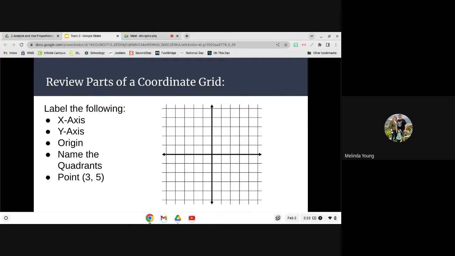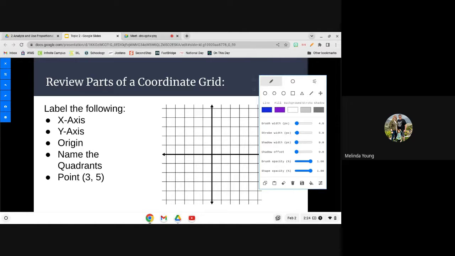So, like the title of this lesson says, we're going to be working a lot with graphing. So the first thing that we're going to do is quickly go over some of these parts of a coordinate grid that you may have seen before, just to make sure that you guys are feeling comfortable with graphing. So first off, we're going to label some of these things. We've got two different axes. We've got the y-axis, which is this one right here, up and down. And then we've got the side-to-side one, which is our x-axis, okay?